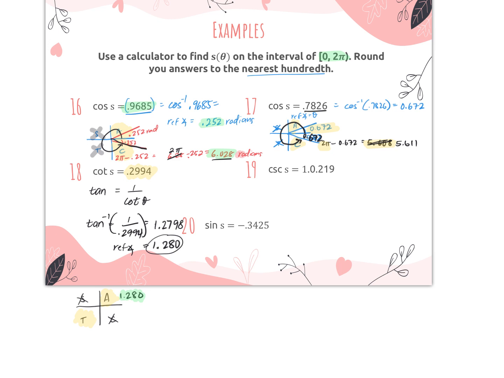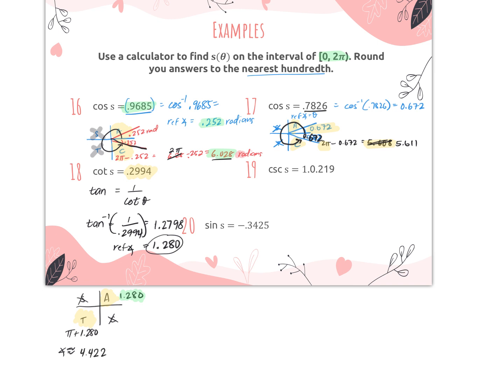And the second one is going to be in quadrant 3, and it's going to be pi plus 1.280 radians. And again, I'm going to use pi and actually add it to that 1.280. And I'm going to get the angle is approximately 4.422.